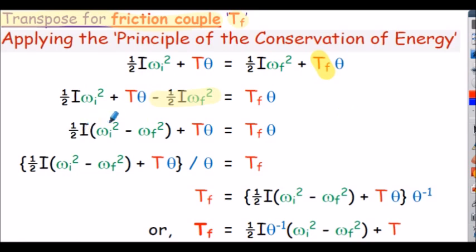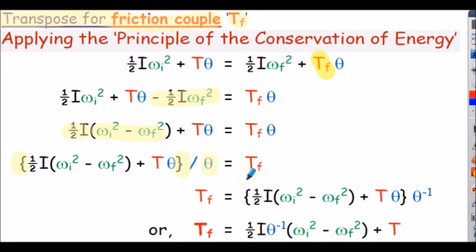Again, on the next line I simply factorised on the half I, so half I outside the bracket and my omega I squared minus my omega F squared inside the bracket. And next I simply divide both sides by theta. Notice I've used here a different form of bracket, so I'm dividing totally the left hand side by theta, shown here.